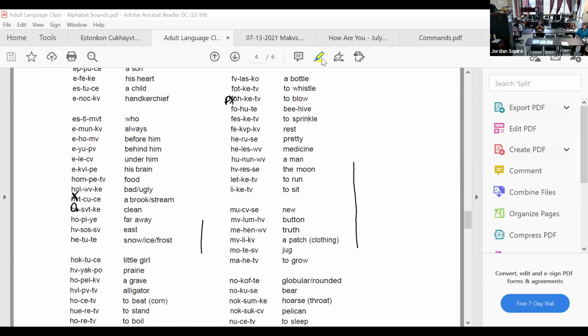Where was we at? Medicine. Hiliswa. A man. Okay, that's gender now. A man, honanwa. That's a gender. The moon. Hatisi. To run. Litkida. To set. Legida. New. Mojashi.